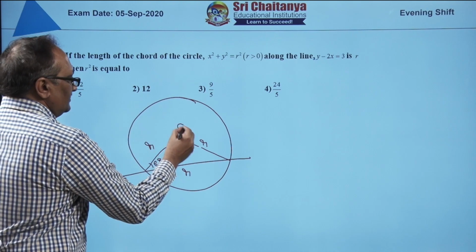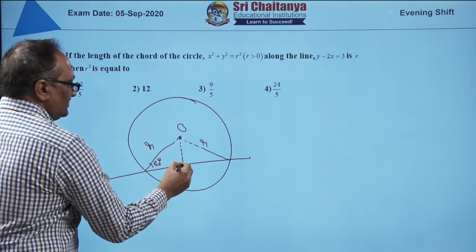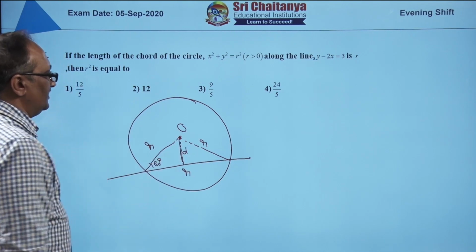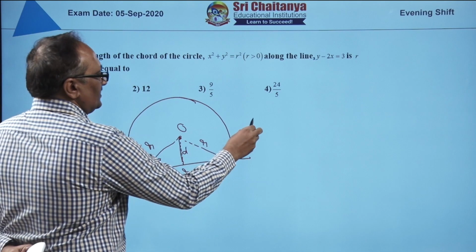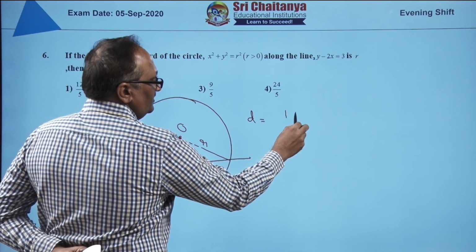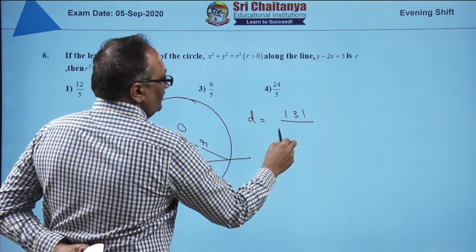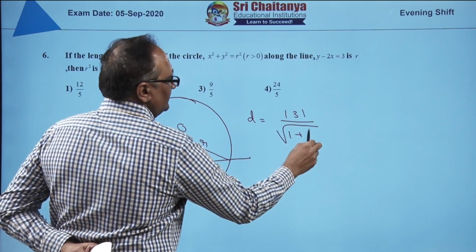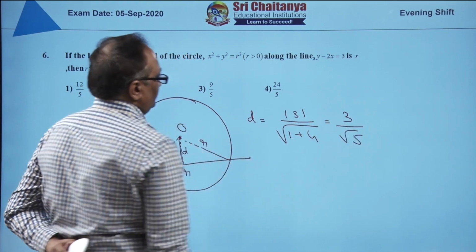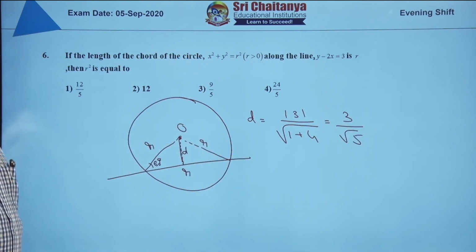and this is origin. From origin to this line you can find this length, and this is nothing but the perpendicular distance. Distance from origin to the line we can calculate as mod constant 3 by root over 1 plus 4, that is nothing but 3 by root 5. So, the distance is nothing but 3 by root 5.